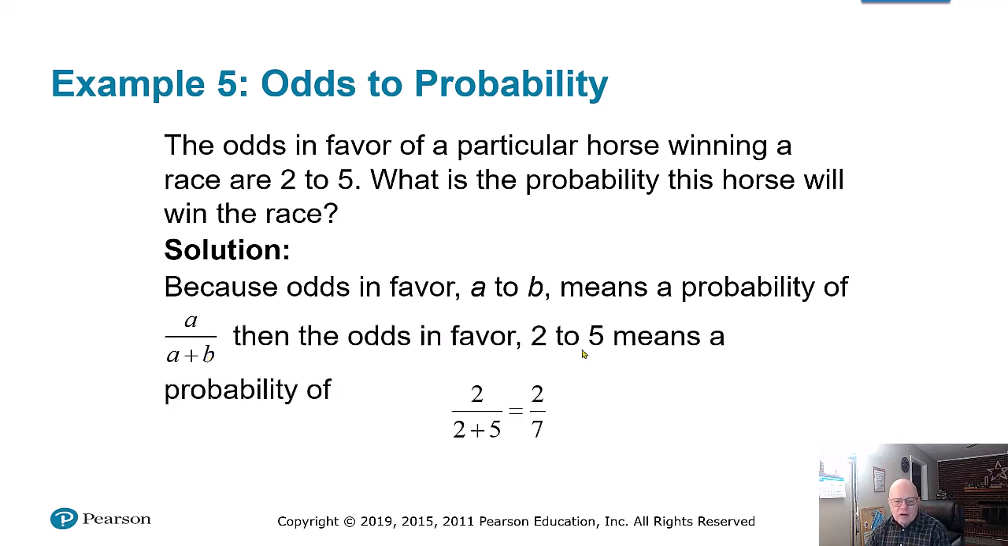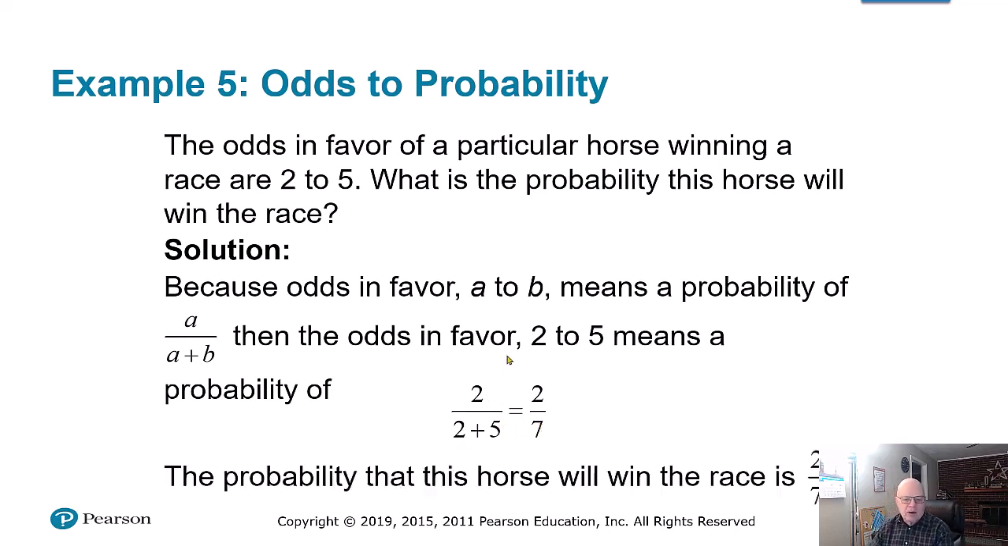So 2/5 means 2 goes on the top because you're in favor, and the total goes on the bottom, 7. There's your fraction, and the probability the horse will win the race is 2/7. If you throw that in your calculator, you can see that's about 28.5%. So somewhere a little bit over 1/4 of a chance.